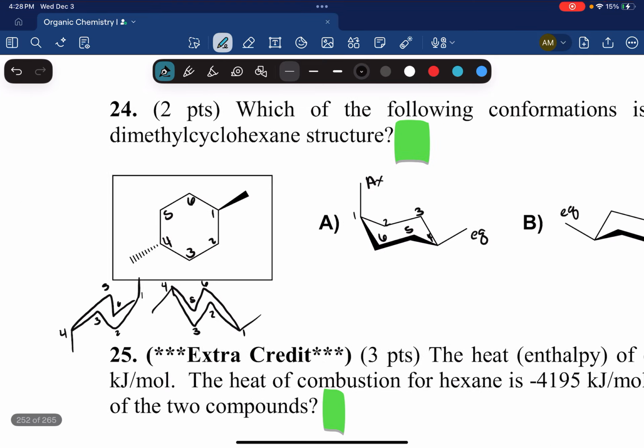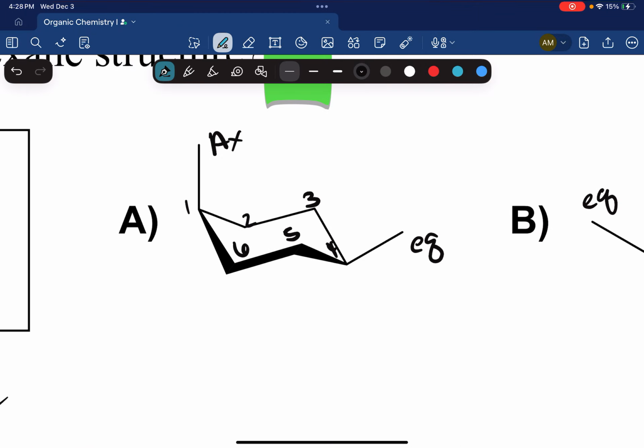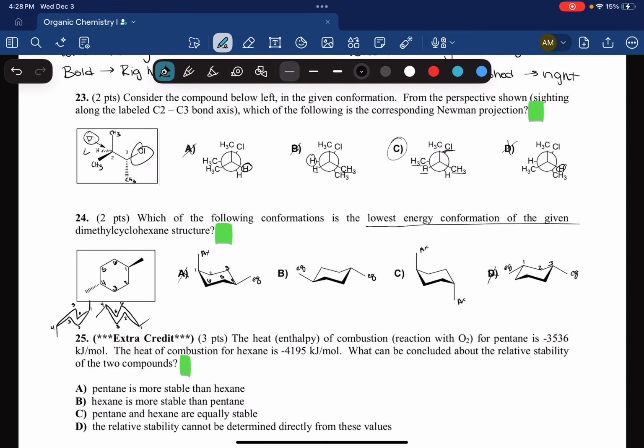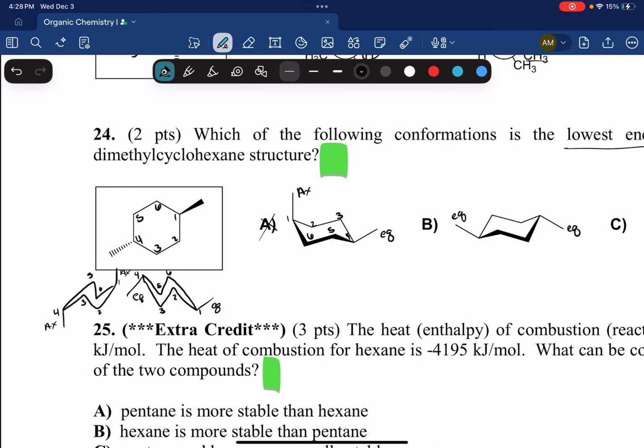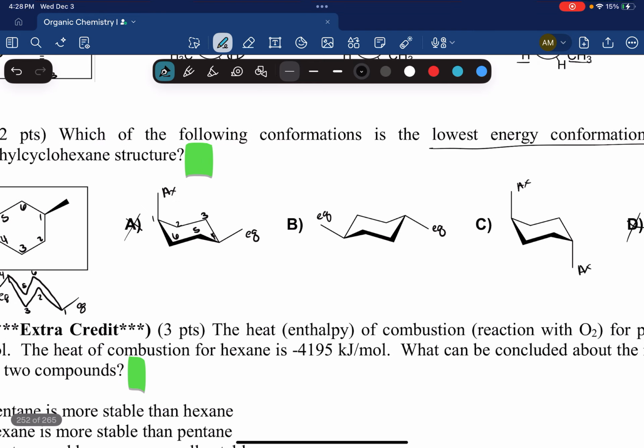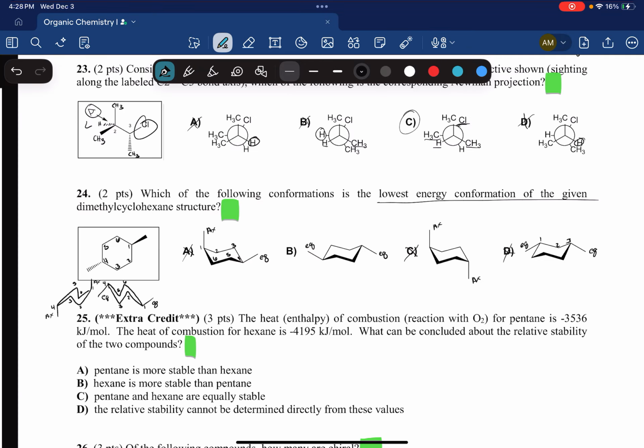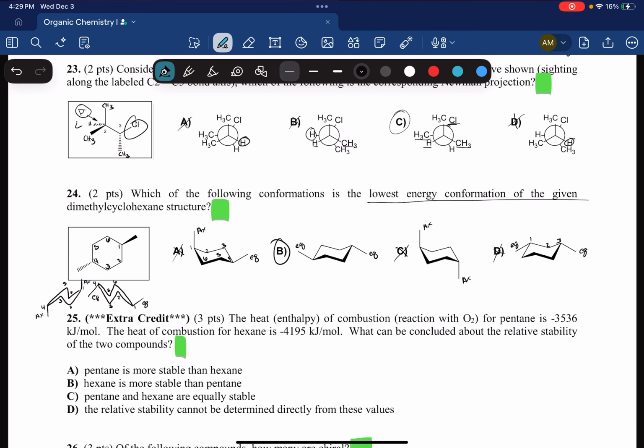So we should not ever be axial and equatorial at the same time, because on both of the ones I drew, we were either equatorial and equatorial or axial, axial. So this is not a low energy conformation. Axial is the highest. So right answer should be B.